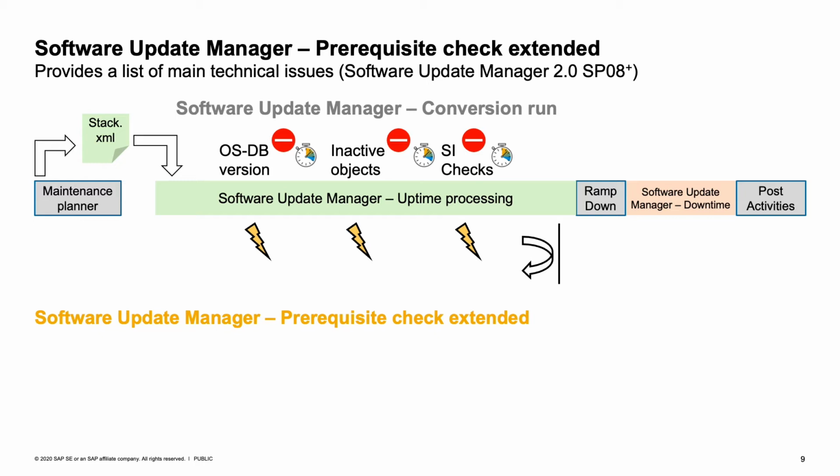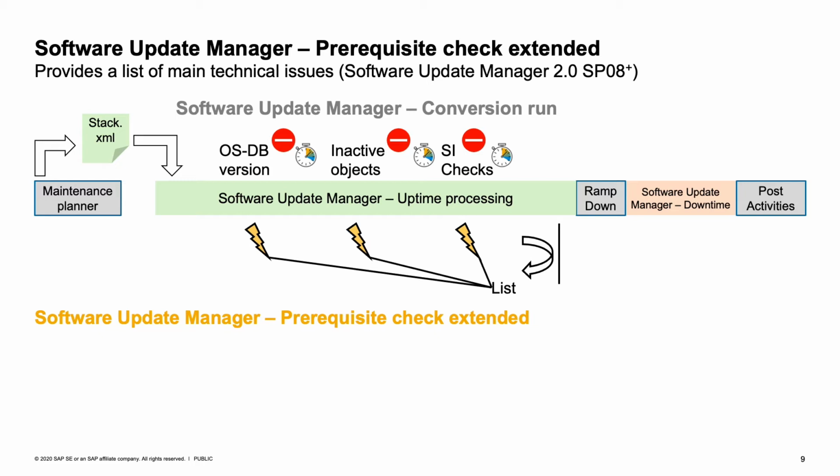Actually, this mode will not allow you to enter the downtime. It will automatically reset the Software Update Manager run, but all those issues are collected in a list. And afterwards, you can work on this as an action item list, and you can work on this in parallel instead of jumping from one issue to the next. That's what we call the Prerequisite Check Extended.